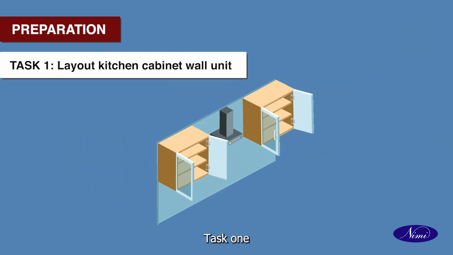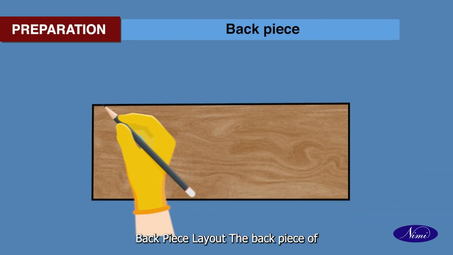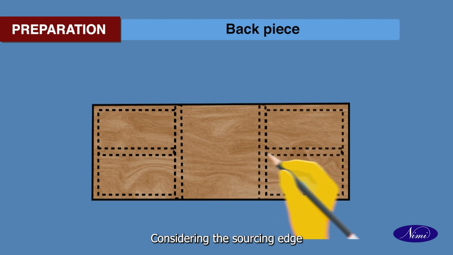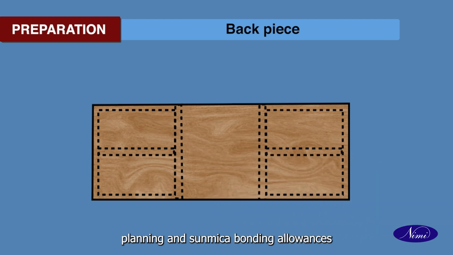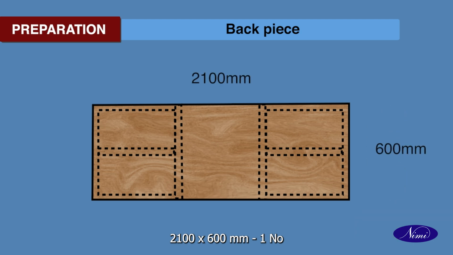Task 1. Layout kitchen cabinet wall unit. Back piece. Lay out the back piece of cabinet considering the sawing, edge planning and sunmica bonding allowances. 2100 into 600 mm, 1 number.